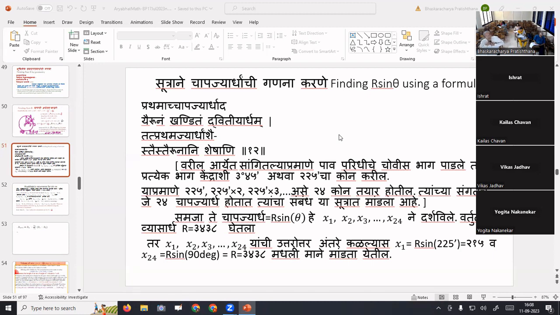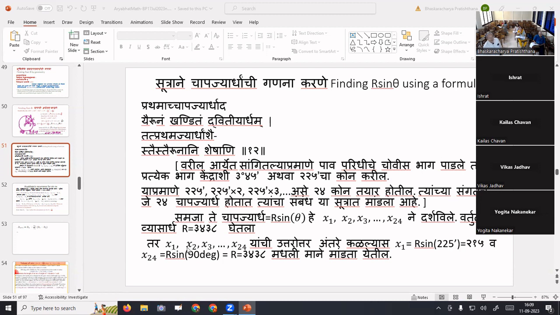So, the meaning of this essentially is the following, that we have to make 24 divisions of the first quadrant. So, angle of 90 degrees you divide by 24, and then you make 24 angles in our language, that x1, x2, x3, x4, these are considered as r sine of the angle. So, r is the radius, and this radius is taken as 3438 for a specific reason, and then r sine theta. So sine theta is the value of x1, value of x2, etc., divided by r, that is 3438.